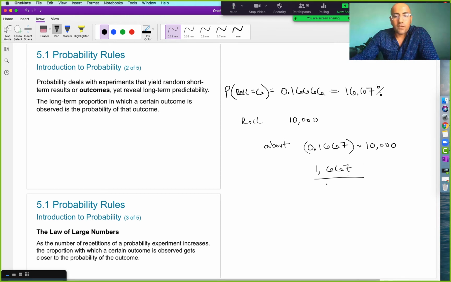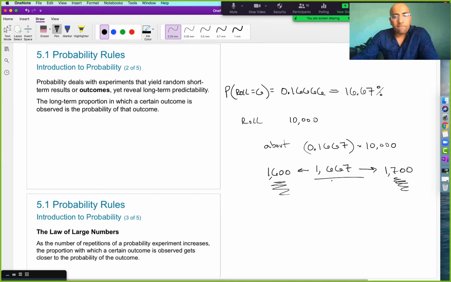I'm willing to put my house on it. Somewhere close to it, right? Now, it might be 1,680. It might turn out to be 1,628. So something kind of close to it. Let's say somewhere between 1,600 and 1,700. I'm fairly confident that if I roll this die 10,000 times and keep track of how many times we get a 6, it's going to land somewhere in between these two numbers. I'm very confident of that, and I'm willing to bet a lot of money that that's what's going to happen.